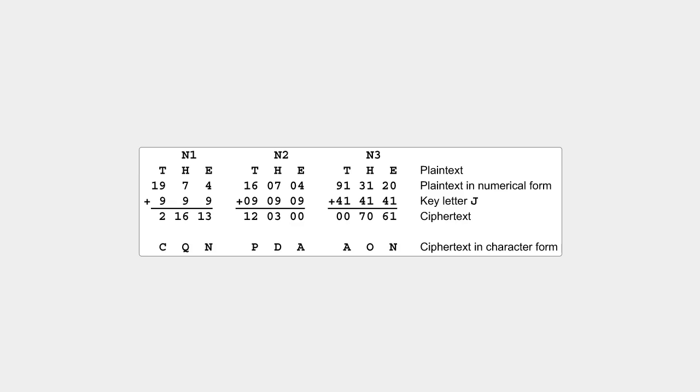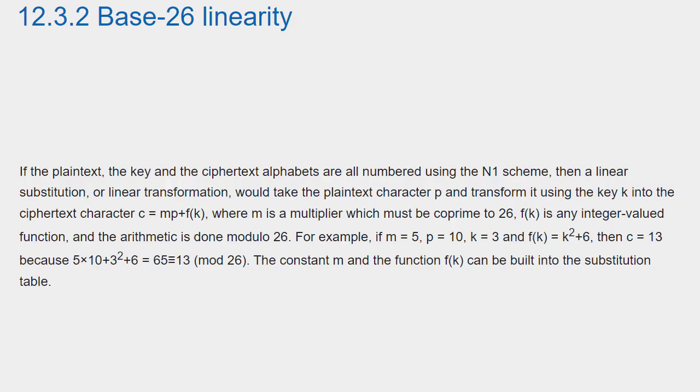Here are examples showing how the word "the" is enciphered by adding the key J in each of the three schemes. If the plaintext, the key and the ciphertext alphabets are all numbered using the N1 scheme, then a linear substitution, or linear transformation, would take the plaintext character P and transform it using the key K into the ciphertext character C = MP + F(K), where M is a multiplier which must be co-prime to 26. F(K) is any integer-valued function, and the arithmetic is done modulo 26.